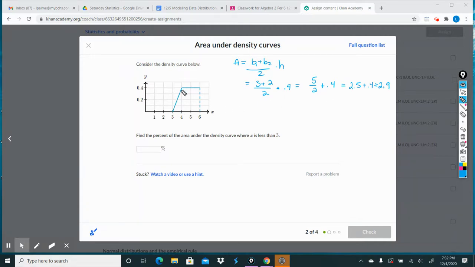And now we want to find the percent of the area under the density curve where x is less than 3. So we want where x is less than 3. Less than 3 here would be 0% because there is no part of the shape that is less than 3. So we have 0% there.